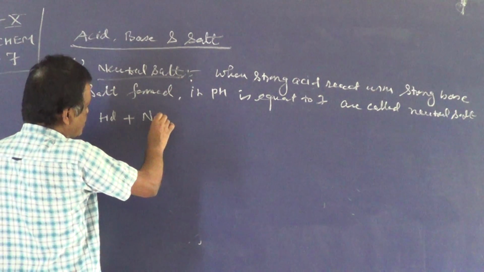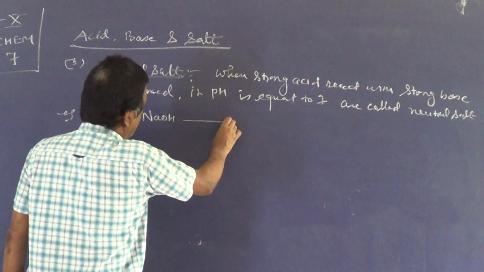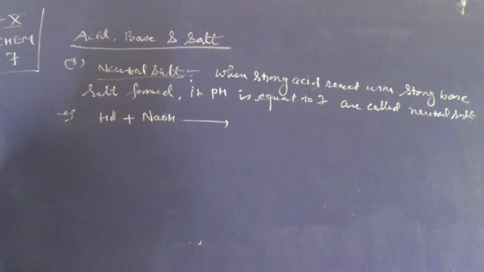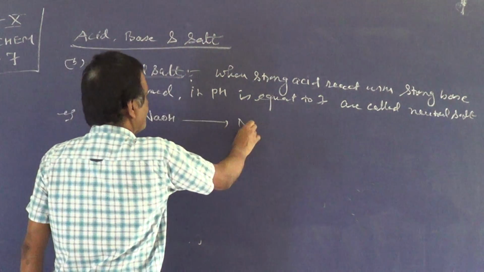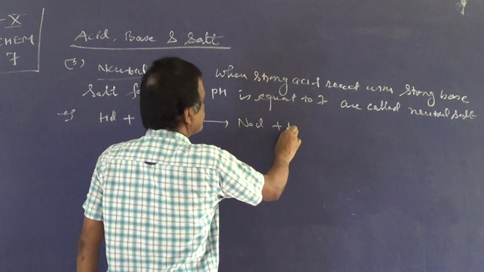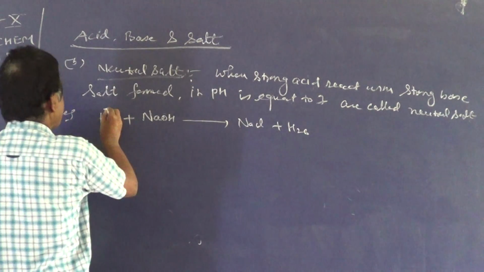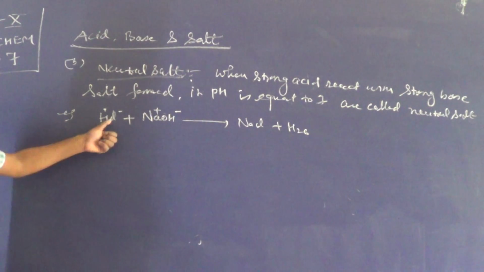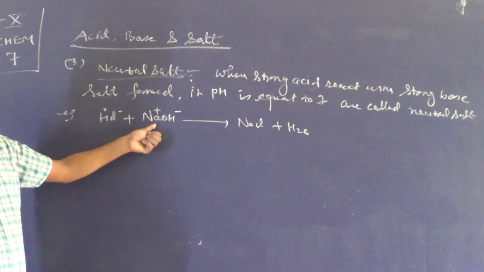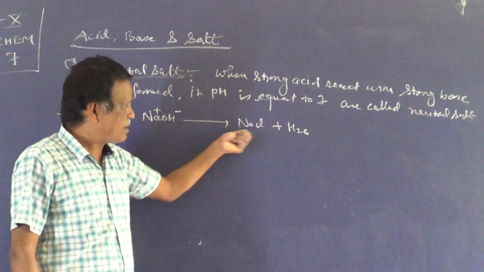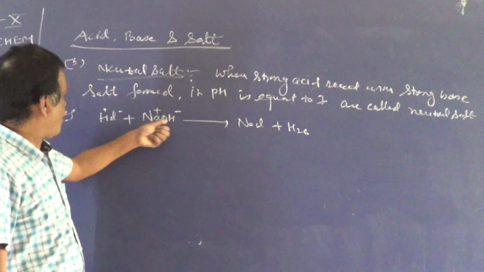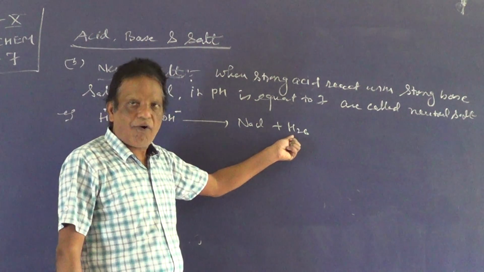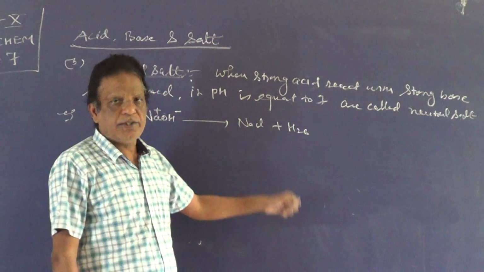Sodium hydroxide is your strong base. What salt is formed? NaCl and water. H plus Cl minus, Na plus OH minus. This Cl minus attaches with sodium to form sodium chloride, and H plus and OH minus combine together to form water. So NaCl is a neutral salt.